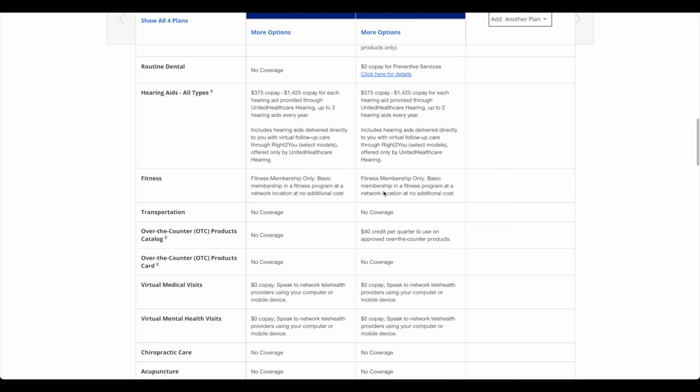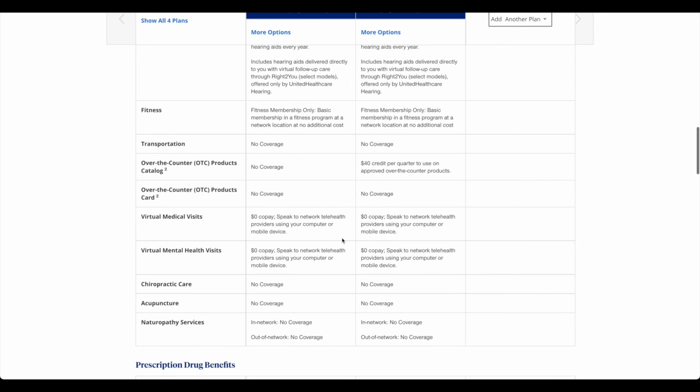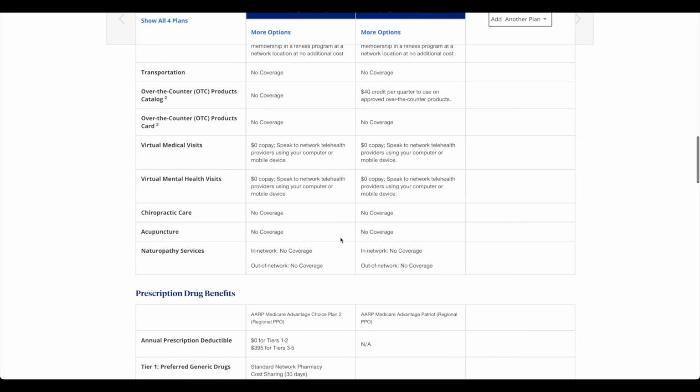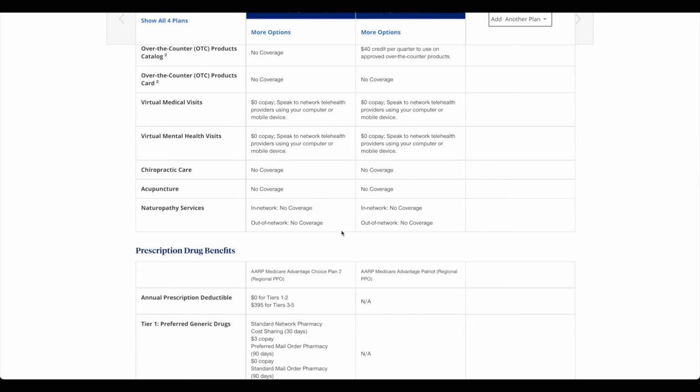Moving on down here, again, pretty much all the same. Fitness is included. Hearing aids is included in both plans. Transportation is not included in either plan. We have some particular coverage here on the over-the-counter for the Patriot plan, so you get a $4 credit per quarter. It's a nice feature you don't have in the other plan. Other than that, things are fairly similar. Chiropractic care or acupuncture not offered in either plan, nor is naturopathy services.